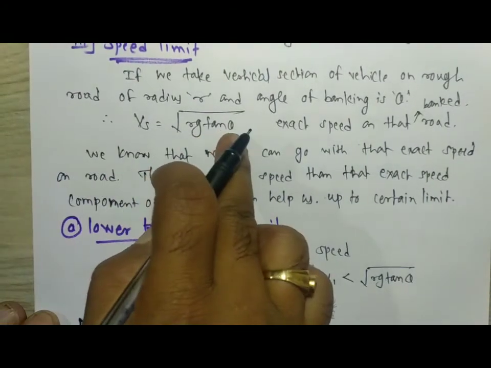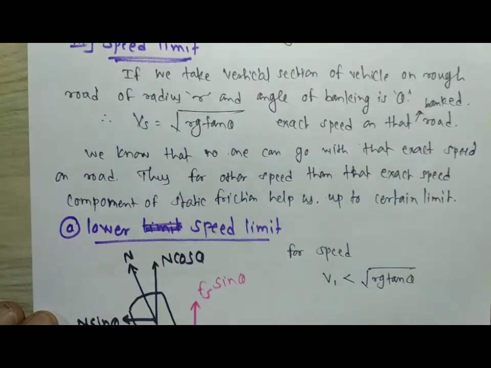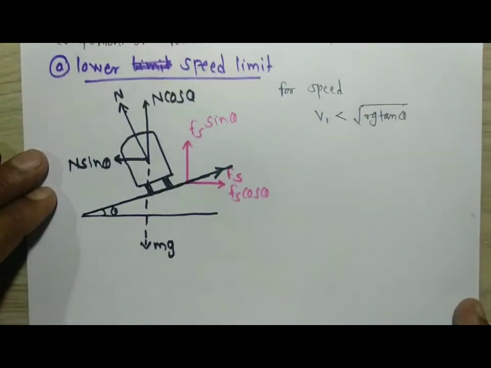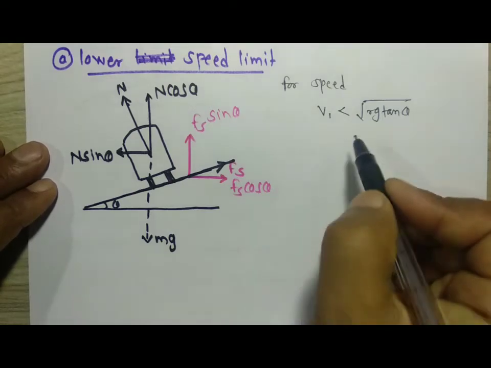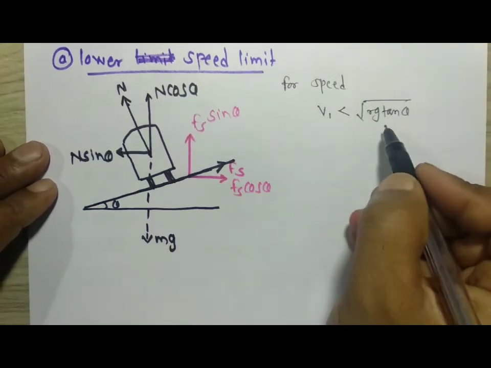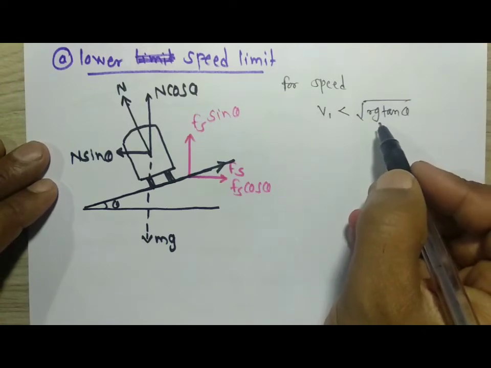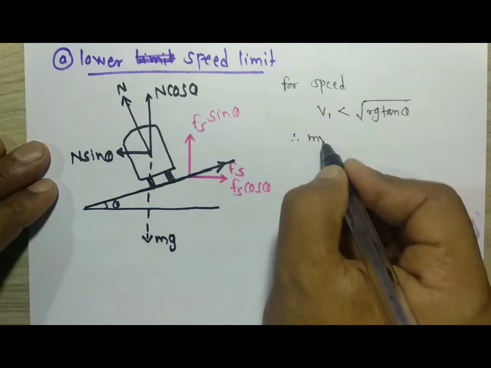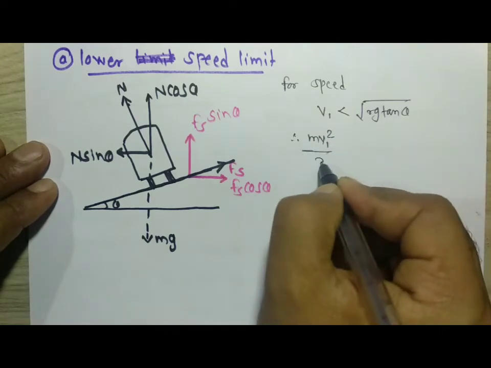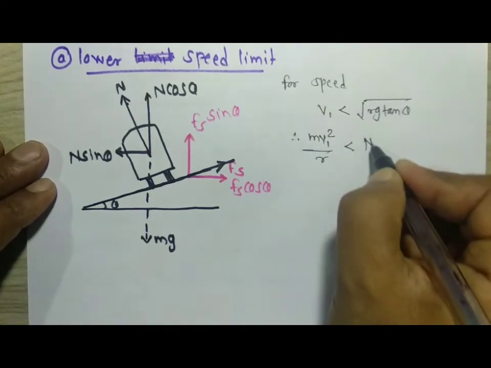Vs is the exact speed, that means square root of rg tan theta, and our speed is less than that one. That means a lower speed limit of that vehicle, and therefore v1 is considered as less than square root of rg tan theta, and therefore you will get v1 square divided by rg is less than tan theta.